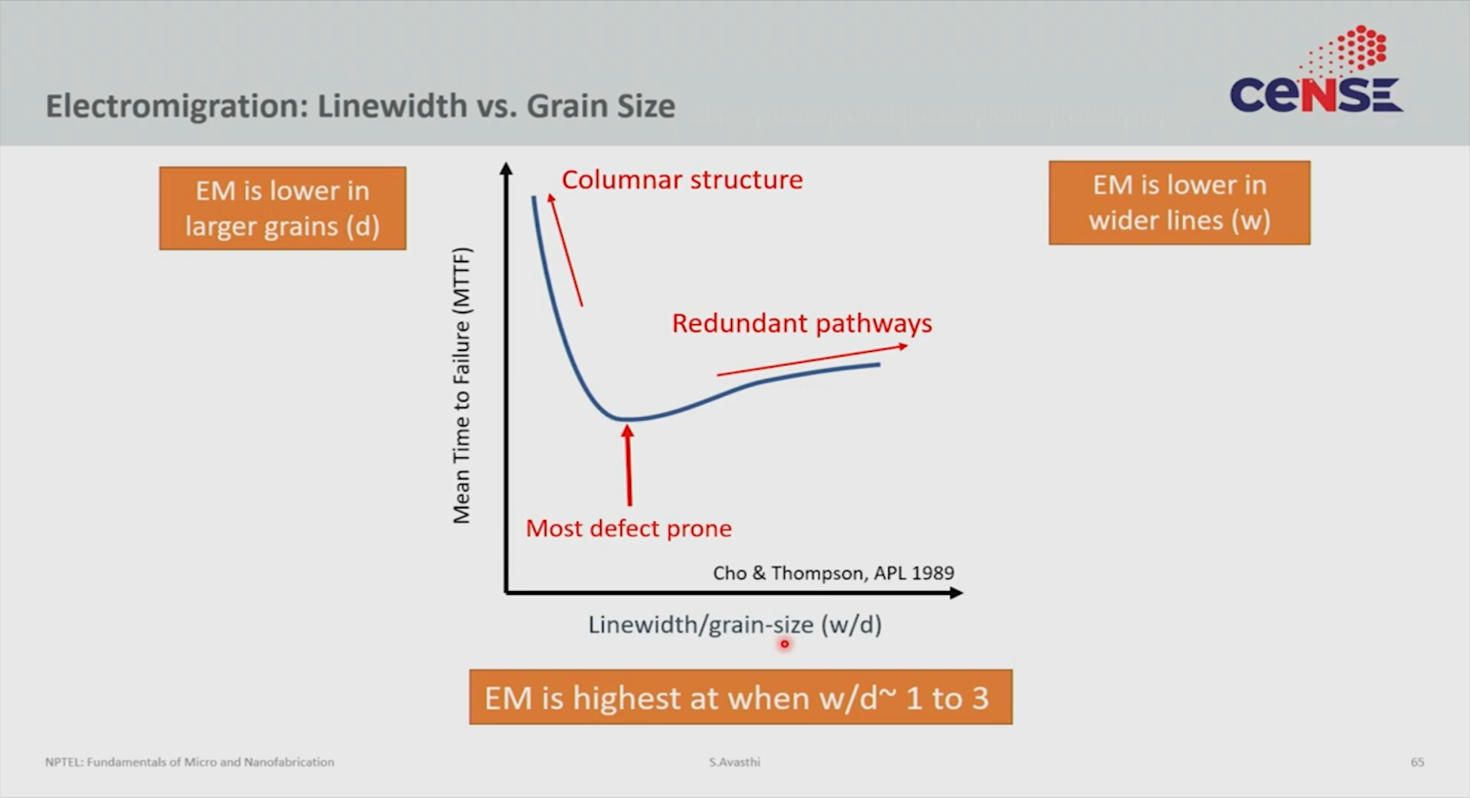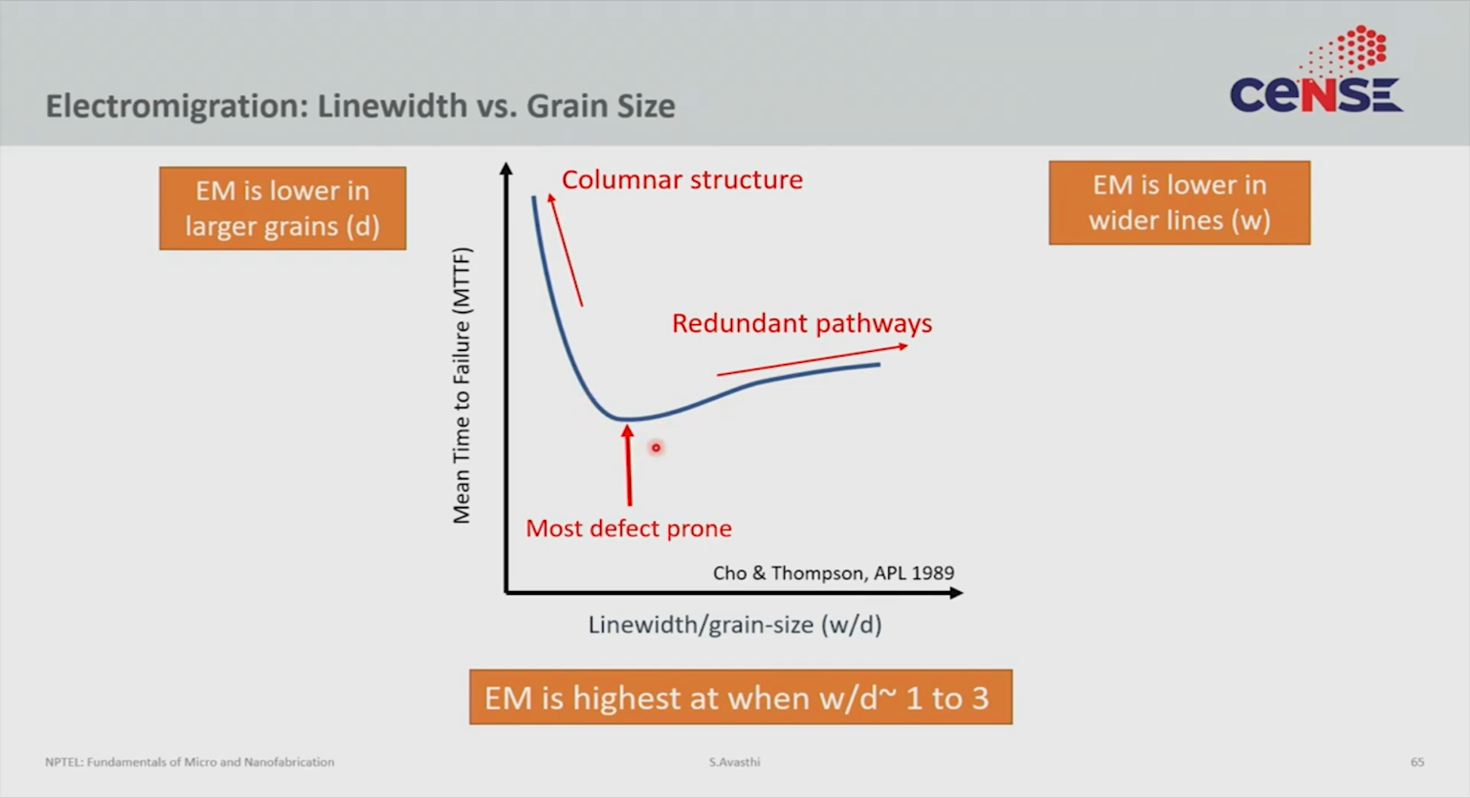However, somewhere in the middle, often if this ratio is around 3, you actually have the worst of both worlds. Neither do you have enough redundancy to work around electromigration, nor do you have large enough grains to actually prevent electromigration. So your reliability is actually the least somewhere in the middle. So this is the region that you would like to avoid. This is the most defect prone or the least reliable case.